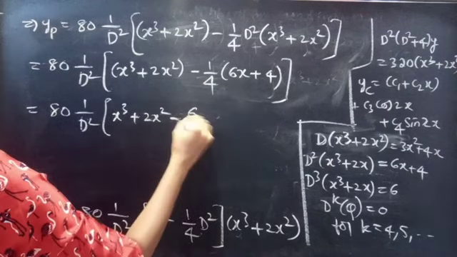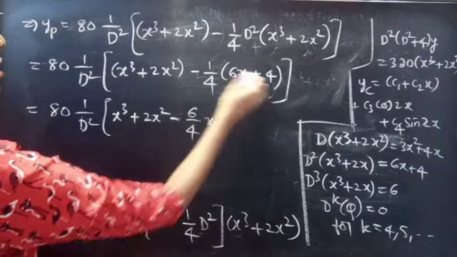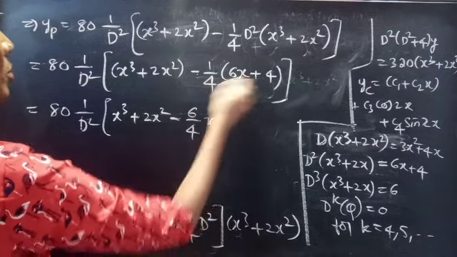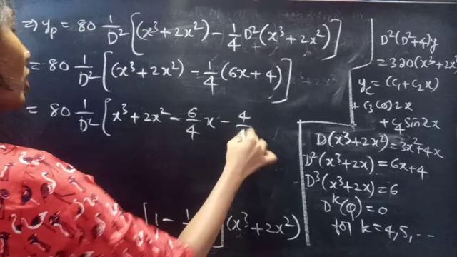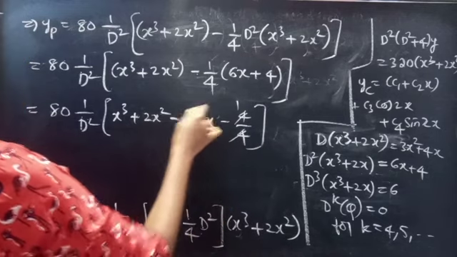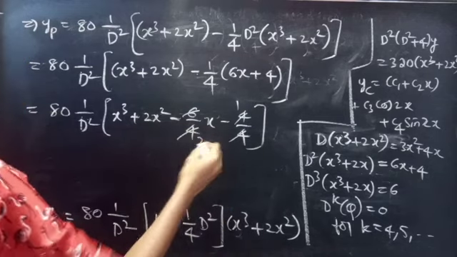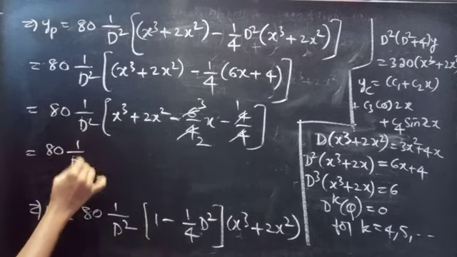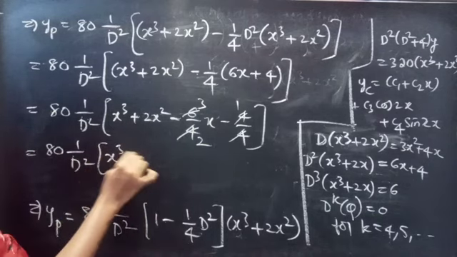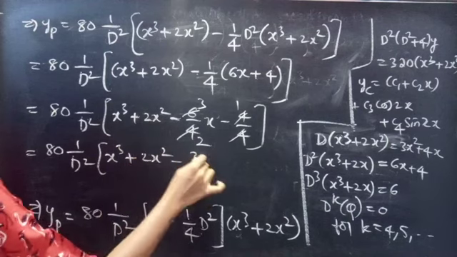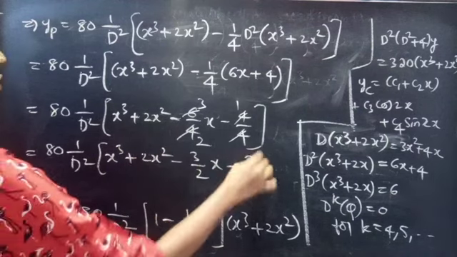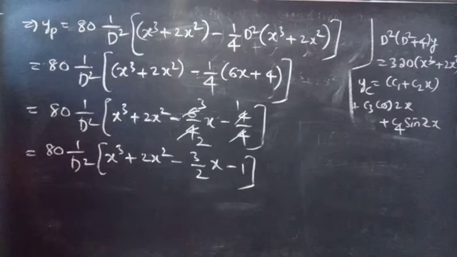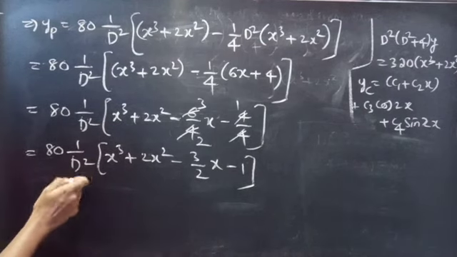into 6x is 6 by 4 into x, minus 1 by 4 into 4 is 4 by 4, which is 1. This becomes 80 into 1 by D square into x cube plus 2x square minus 3 by 2 into x minus 1. Now let's split this 1 by D square as 1 by D into 1 by D.